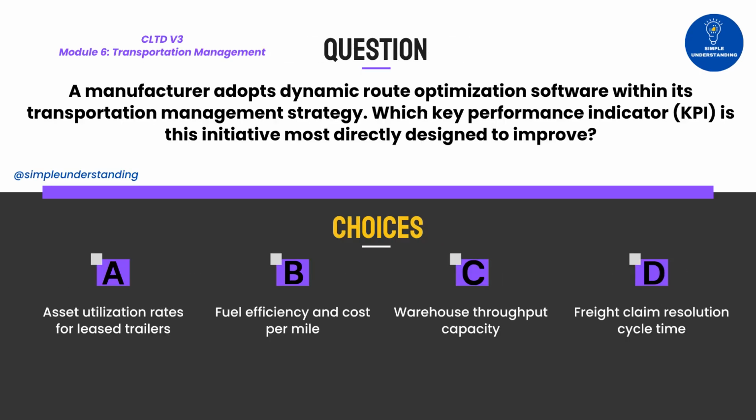Question 8. A manufacturer adopts dynamic route optimization software within its transportation management strategy. Which key performance indicator, KPI, is this initiative most directly designed to improve? A. Asset utilization rates for leased trailers. B. Fuel efficiency and cost per mile. C. Warehouse throughput capacity. D. Freight claim resolution cycle time.